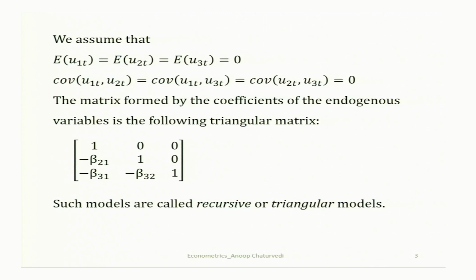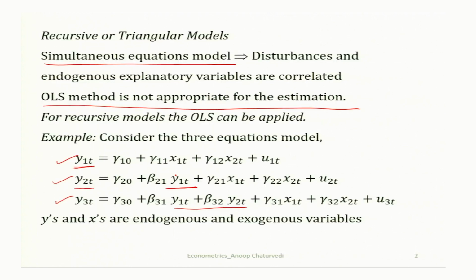Then the matrix formed by the coefficients of the endogenous variables is the following triangular matrix. Say in the first equation you have 1 0 0, in the second equation you have minus beta 2 1, 1, 0, in the third equation you have minus beta 3 1, minus beta 3 2, 1. Say in the first equation you have just y 1, the coefficient of which is 1.